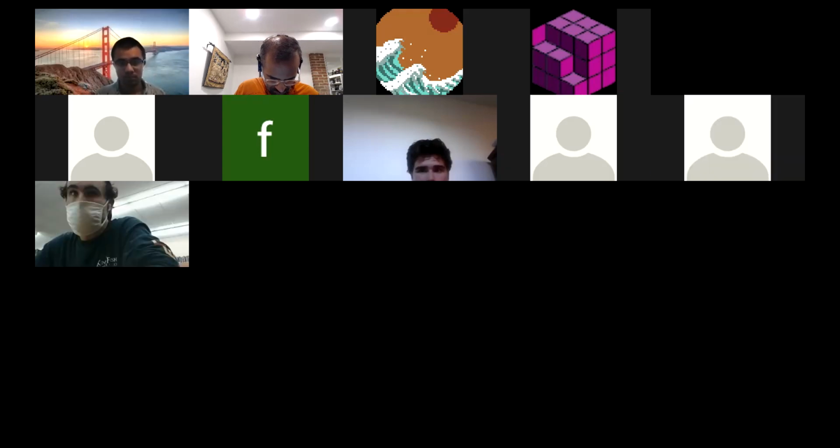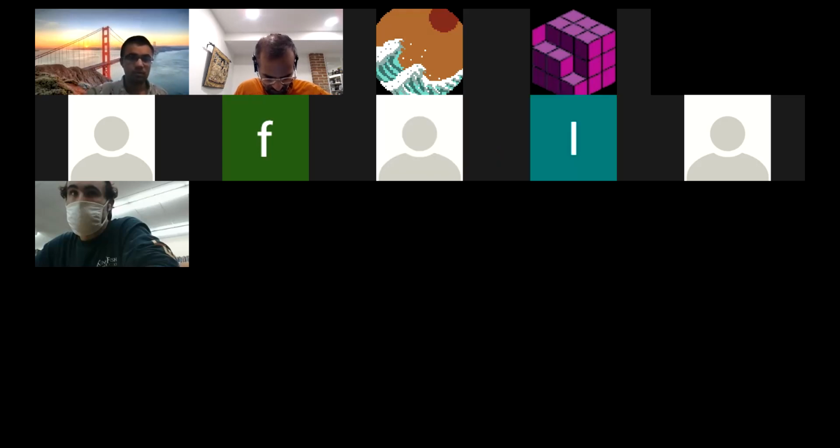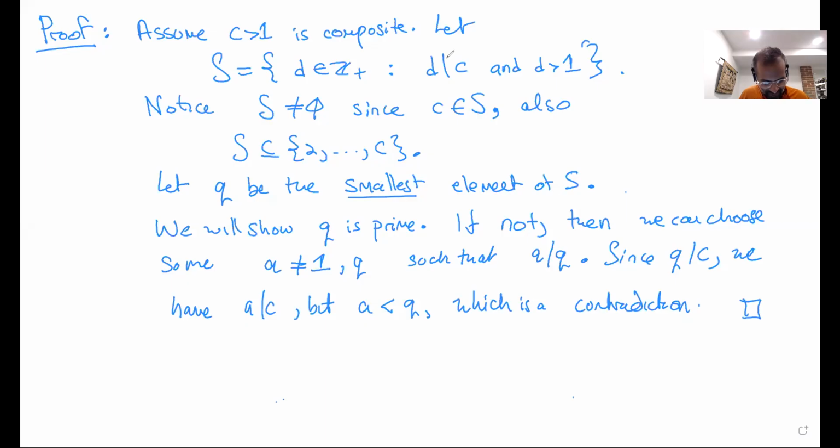So the D that you wrote in the proof part, D is a random number, an element of the integers? Yeah, it's not random, right? I use set builder notation. S is the set of all positive integers such that D is bigger than 1 and D is in the set of all divisors of C that are not equal to 1.